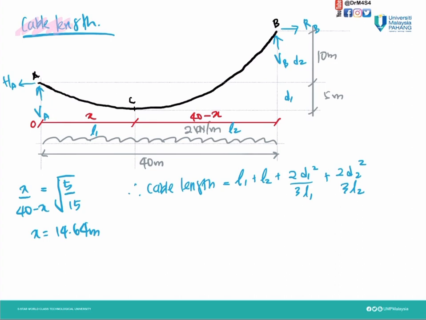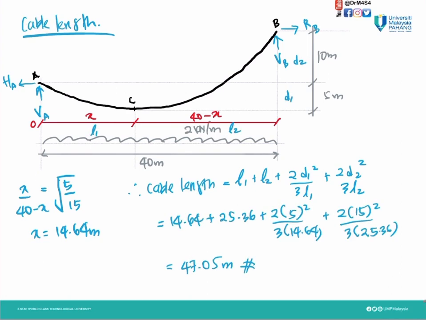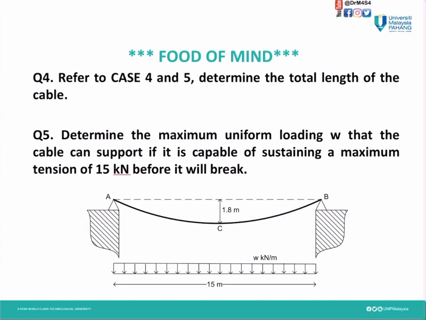Then we need to calculate the cable length. So we need to use this formula. So we know this L1, L2, D1 and D2 already. So simply substitute into this equation. So we get our cable length for this one is 47.05 meter. So we done determine the total length for case 4 and 5.